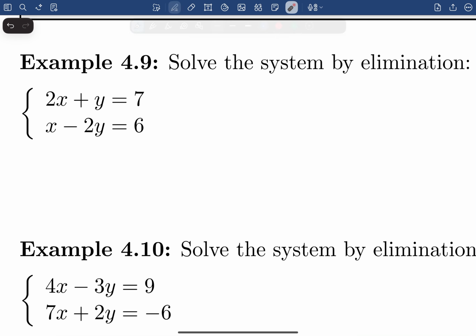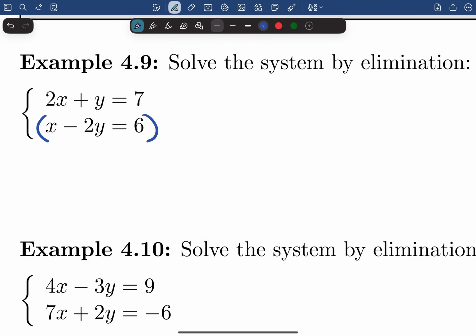For example, if I multiply this bottom equation by negative 2, okay, so just take negative 2 and multiply it into everything. You could do this. This is something that you're allowed to do, and it's really the same equation. It's an equivalent equation. So I'm going to do that.